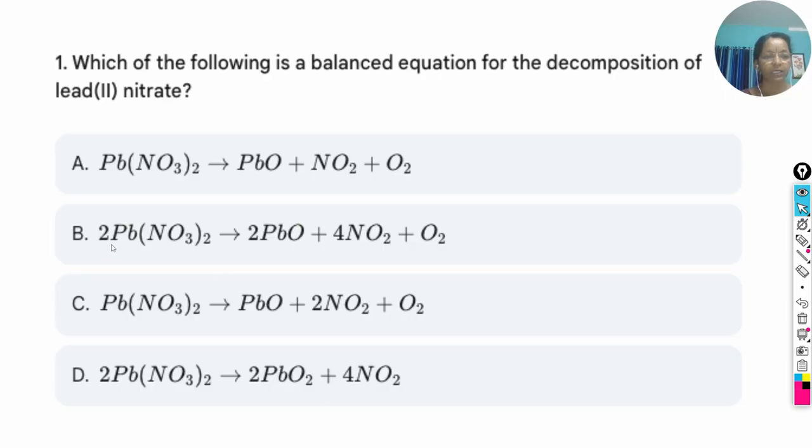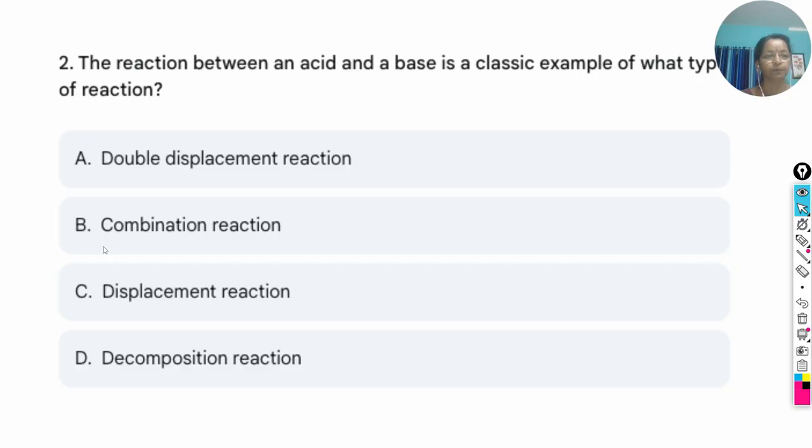The second one is 2 lead on both sides. 2 nitrogen, it is 2 into 2, 4. 4 nitrogen on the LHS and 4 on the RHS. Oxygen atoms are 12. So here it is 2 plus 8 plus 2, 12. So the correct answer is option B. That is the balanced equation.